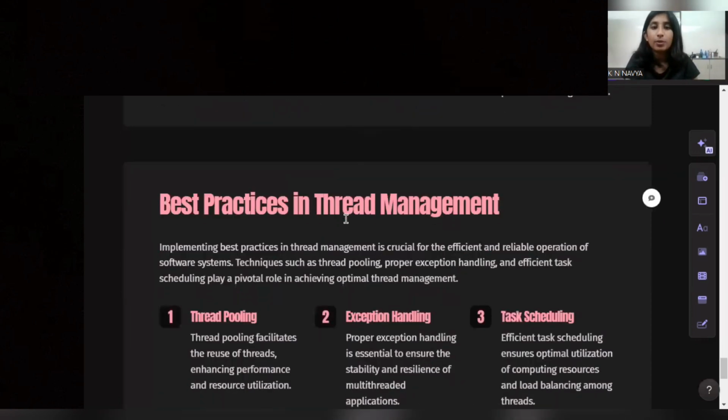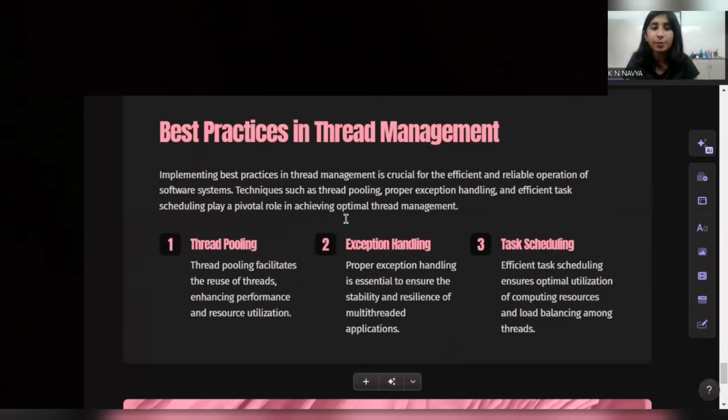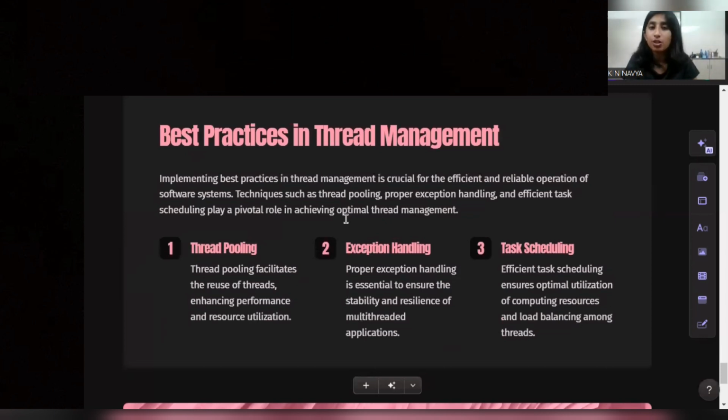Now, let's talk about the best practices in thread management. The implementation of these practices is very crucial for the efficient and reliable operation of software systems. Techniques such as thread pooling, proper exception handling, and efficient task scheduling play a vital role in the achievement of optimal thread management. Let's talk about thread pooling.